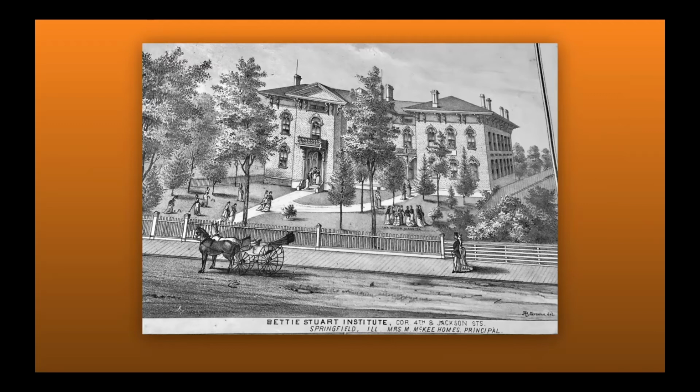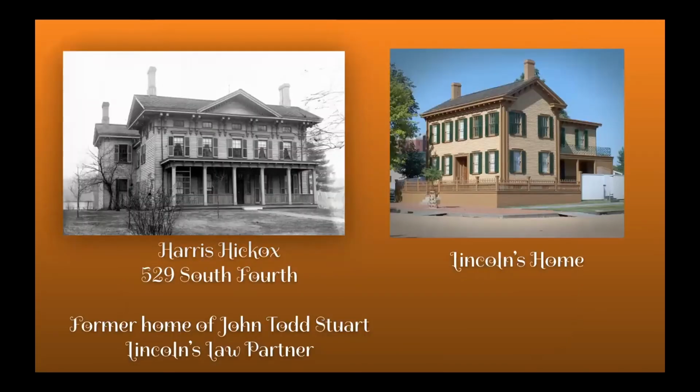Betty had been the daughter of John Todd Stewart, Lincoln's law partner, and his house was also on 4th across from the governor's mansion, where in 1902 Harris Hickox now lived. This house is the Italianate style with bracketed cornices and window hoods that are features similar to Lincoln's home.